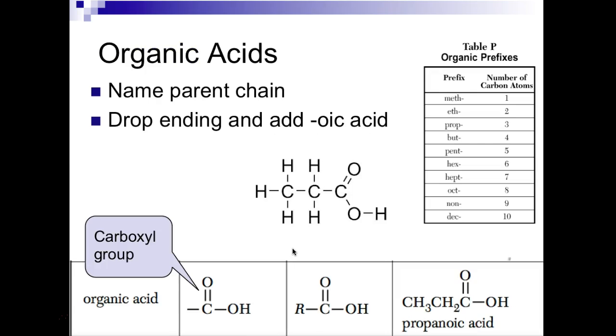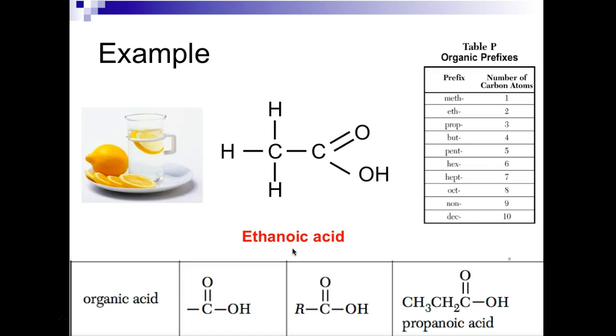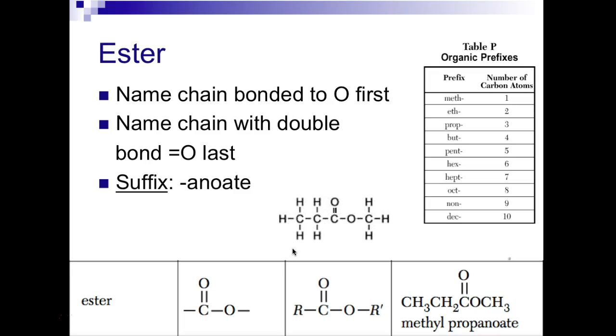Organic acids have a carboxyl group, which is the C double bond O, OH. So you're going to name the parent chain, and then you're going to drop the ending and add "oic acid" at the end. So this would be ethanoic acid. It's a 2-carbon chain. For an ester, you name the chain bonded first to the O, and then name the chain with the double bond O last. And you're going to add "oate" to it.